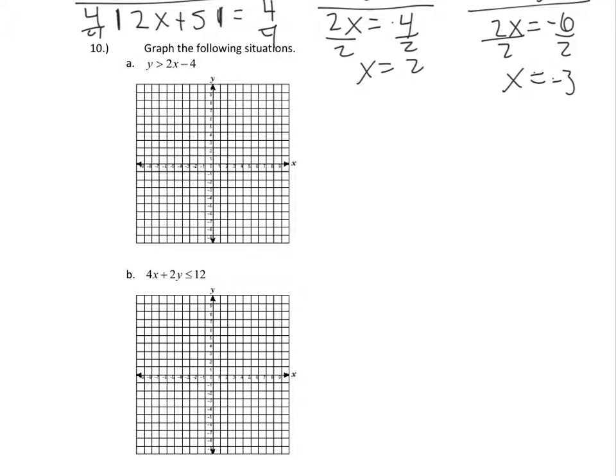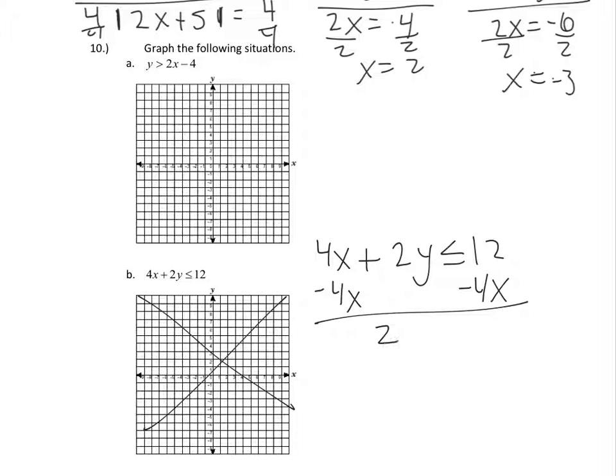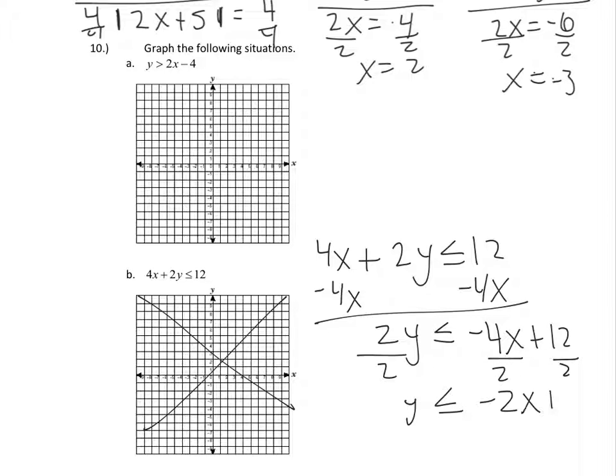Now I'm going to say this in class tomorrow. What I want you to do is I don't want you to graph this twice. I just want you to graph both of these on the same one as like a system. I know that 4x plus 2y is in the incorrect form. So let's change it. First, I'm going to subtract 4x from both sides. And then I get 2y is less than or equal to negative 4x plus 12. And I'm going to divide by 2. And I get y is less than or equal to negative 2x plus 6.